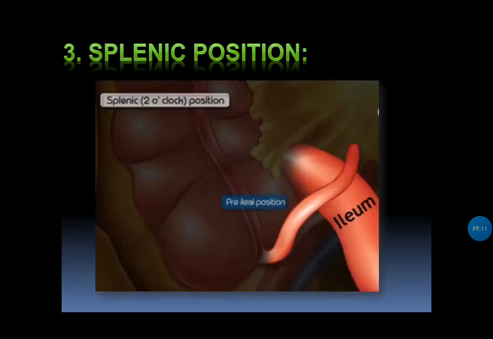So let's see that in the diagram. Here you can see this is the ileum and cecum, and you can see the appendix passes in front of the ileum, so it is called the pre-ileal type, and sometimes it passes behind the ileum and it is called post-ileal type.